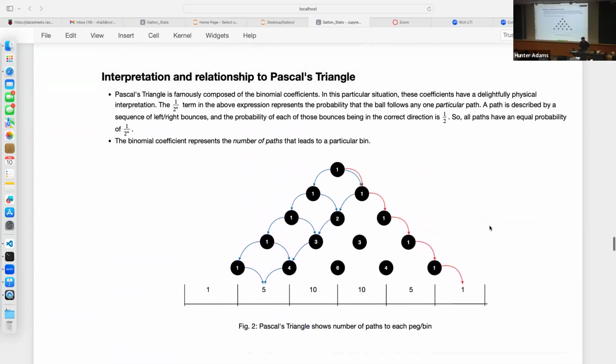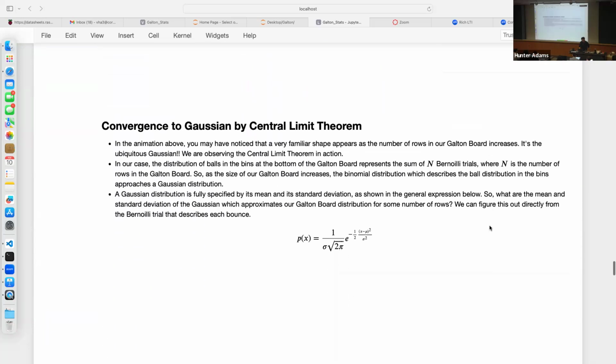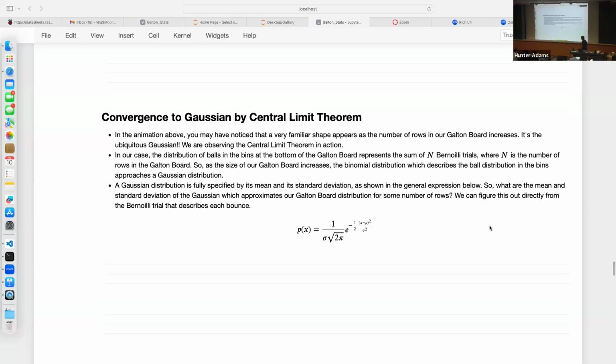Okay, but that's just a little aside. So you will have noticed that as we increase the number of rows, that distribution starts to look more and more Gaussian. And in fact, it's becoming a better and better approximation to a Gaussian. That binomial distribution described by those binomial coefficients starts to approach a Gaussian. The reason for that is what you're observing is the central limit theorem.